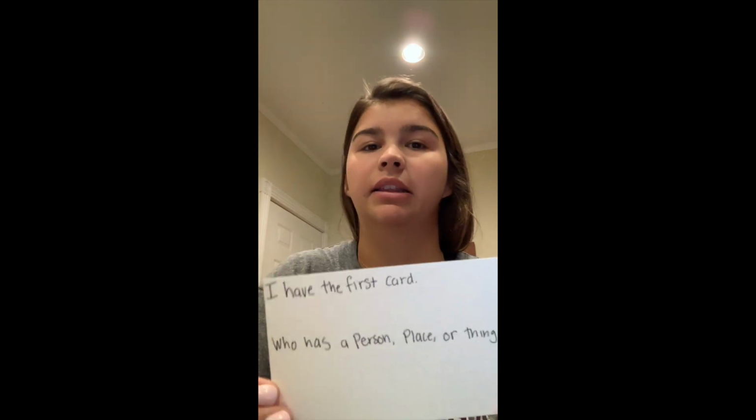My name is Frances Graham, and as Robin said, I'm going to be giving an example of the I Have, Who Has strategy, and then explaining the importance of this strategy. It can be used in small group or whole group. The way this strategy works is each student will have a card, and someone will have the first card. The first card will look something like this.